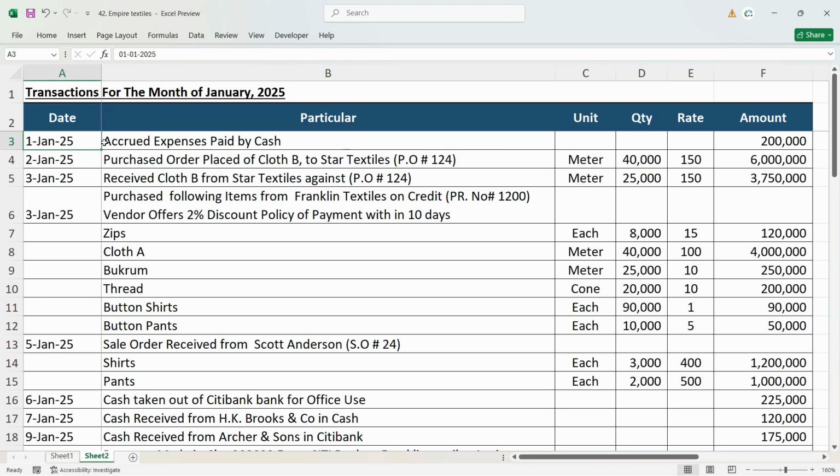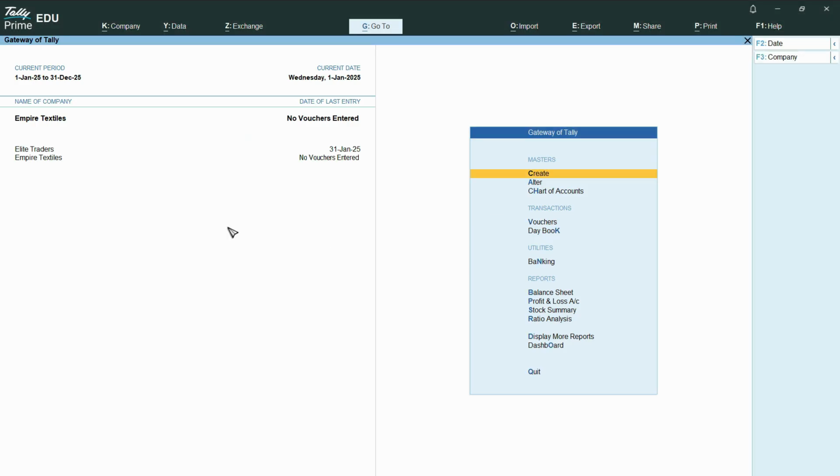So on 1st of January, it says accrued expenses paid by cash. Now just remember, guys, before entering any of the transactions, that we are using the educational version. As you can see here, Tally Prime educational. That means all the functions can be used, but we only have the date restriction. Either we can enter all the transactions on 1st, 2nd or 31st. So these are the choices for the transactions.